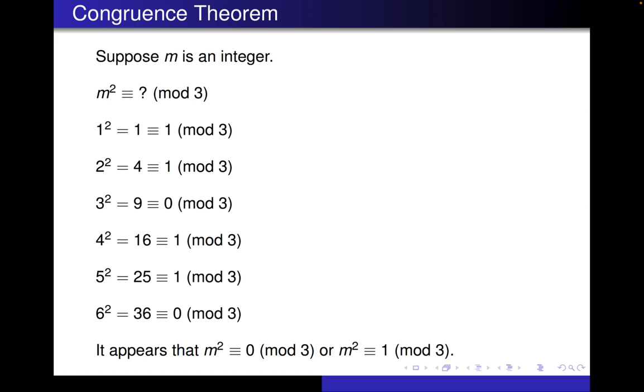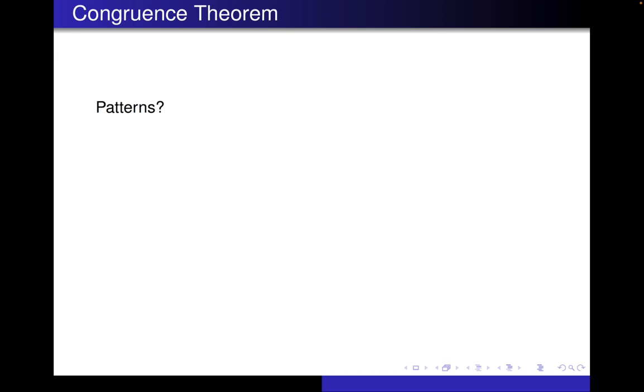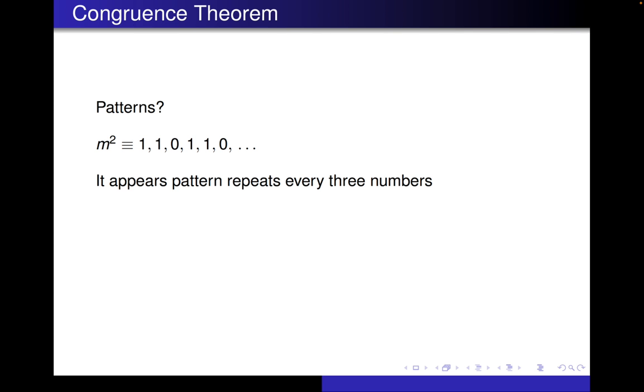It appears that m squared could sometimes be congruent to 0 mod 3 or 1 mod 3, depending on the value of m, but not 2. So that's basically what the theorem says: we can never get m squared congruent to 2 mod 3. Do we see any patterns? If you look at m squared, we get 1, 1, 0, 1, 1, 0, 1, 1, 0 mod 3. It appears that the pattern repeats every 3 numbers, which suggests that we might want to look at the division algorithm with n equal to 3.